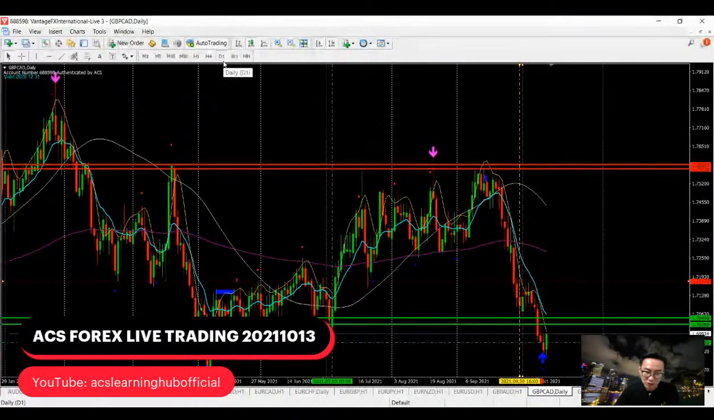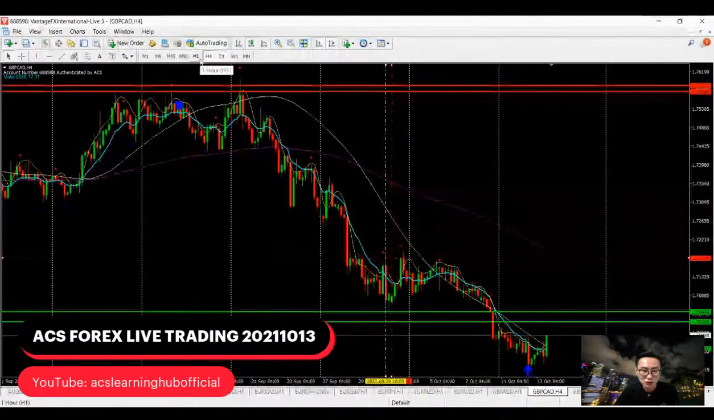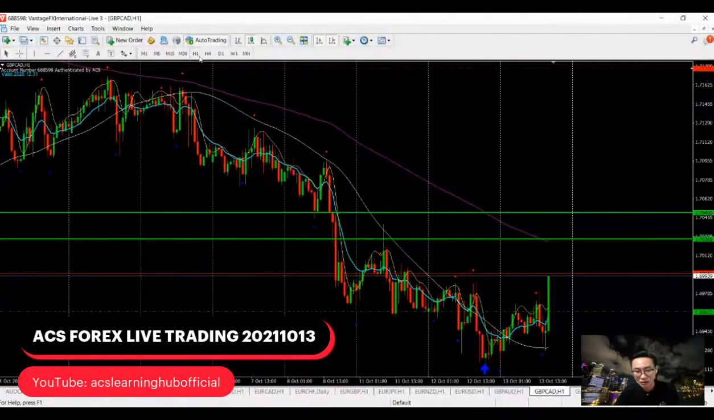Pound CAD is on the support. From today, it's already on the support. So there's no way for a seller to sell. Definitely the seller cannot sell. Okay, luckily we didn't sell.